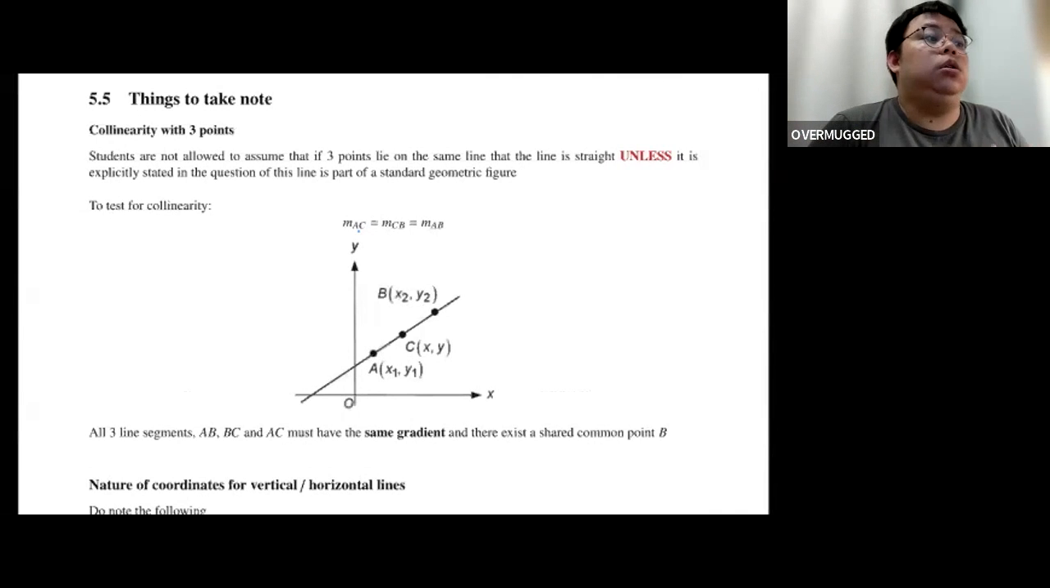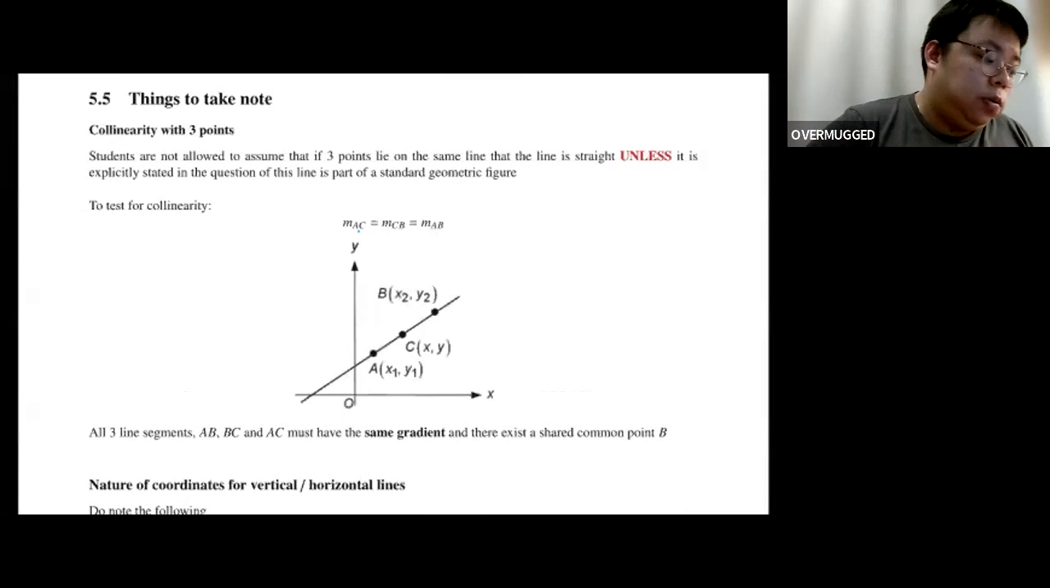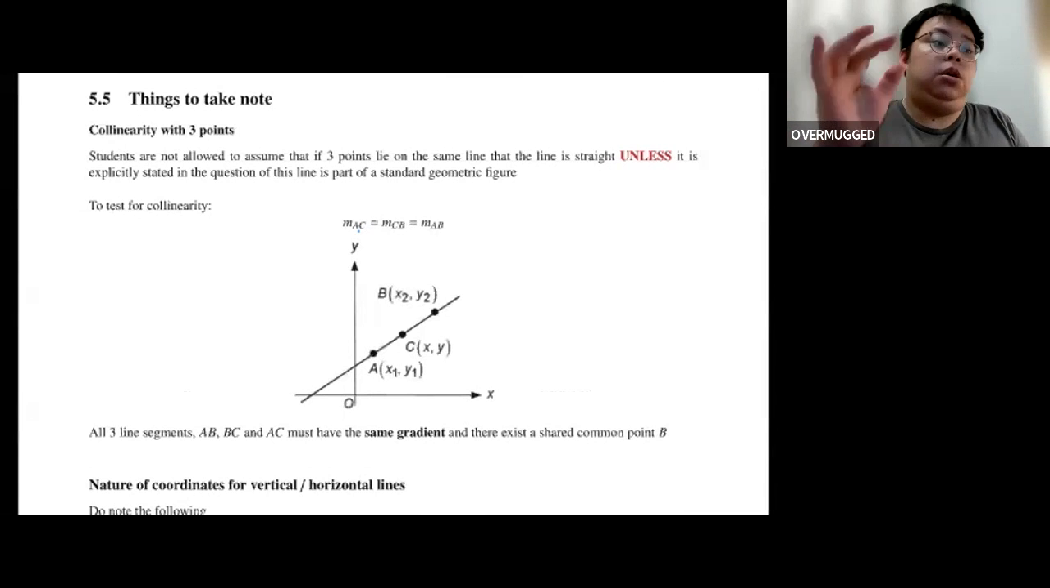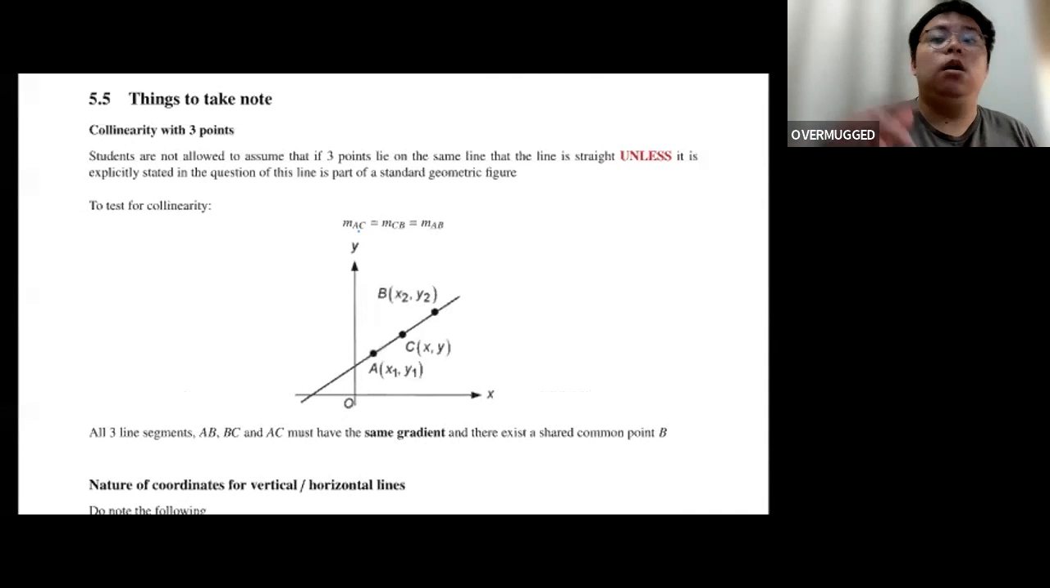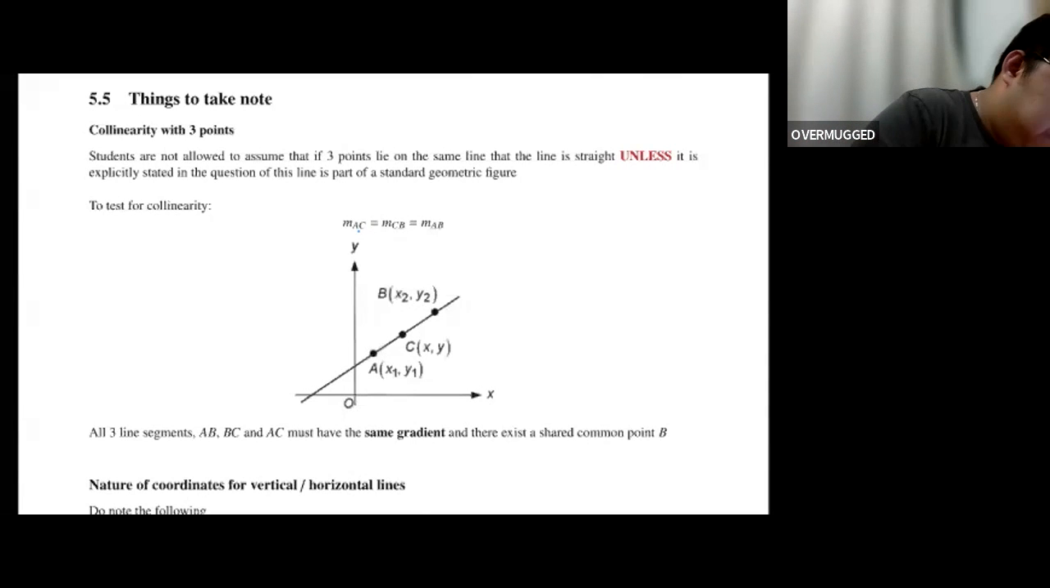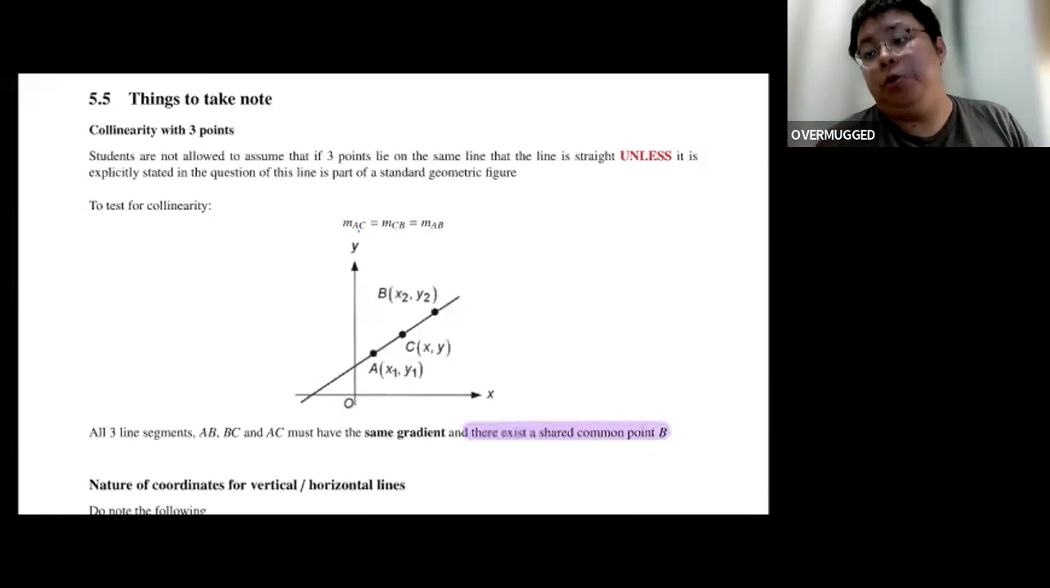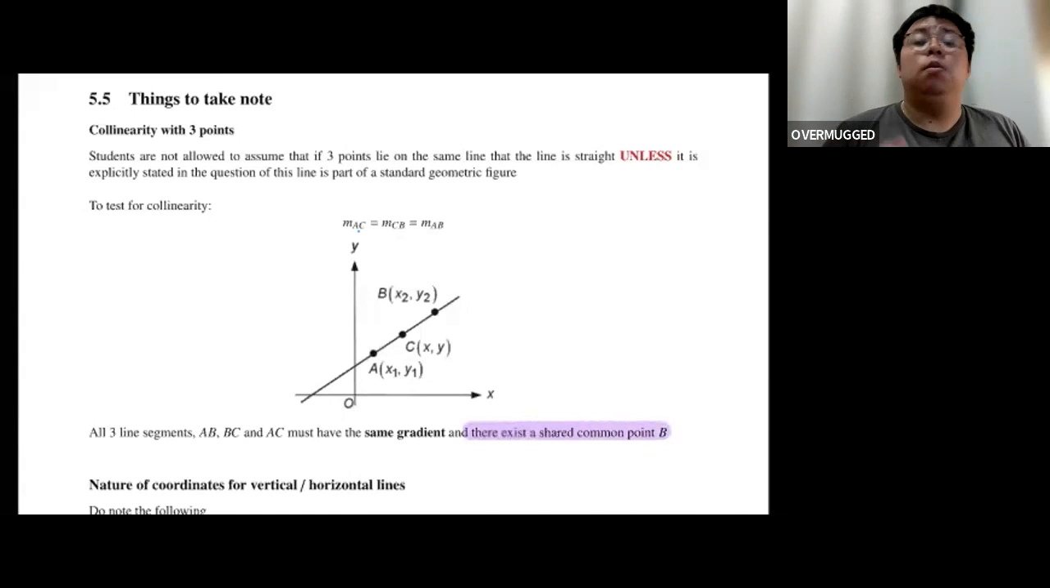Now there's a way to test for collinearity, and the way to test for collinearity is we test for same gradient. If the lines have the same gradients, then obviously they are going to be lying on the same line. But there is one more important condition: the existence of a common point. I need to stress the importance of this because you can just very simply say that two lines have the same gradient. But remember the concept: two lines of the same gradient means that they are parallel. It doesn't mean that they are collinear.